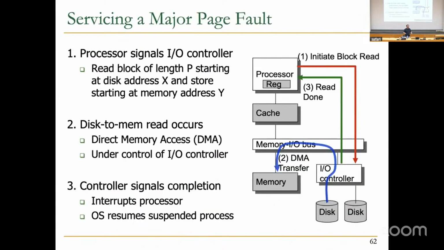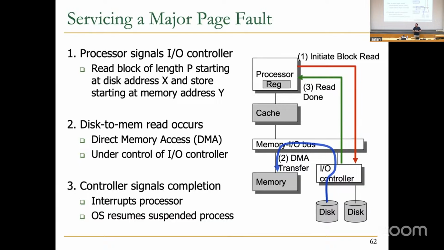How does this happen? The moment you receive a major page fault, the processor signals a component which we call the I/O controller, which starts reading some block from the disk. Because our data is file backed, which means it's stored inside the disk, we need to start fetching the corresponding block that we requested from the disk.